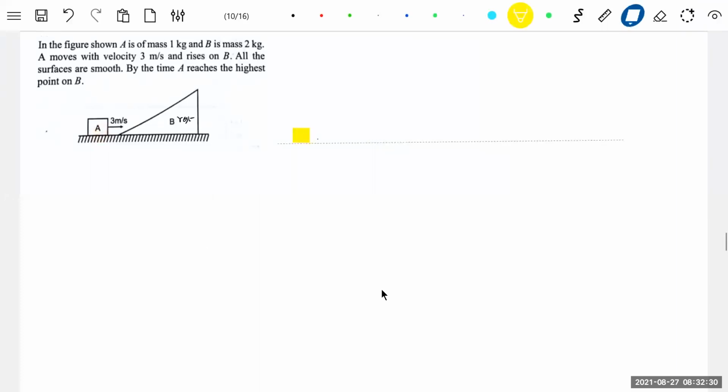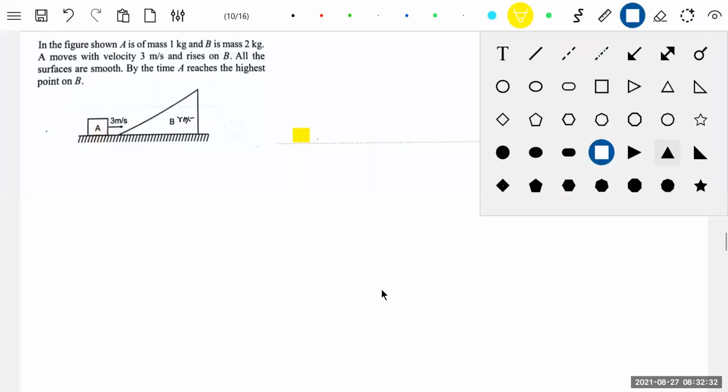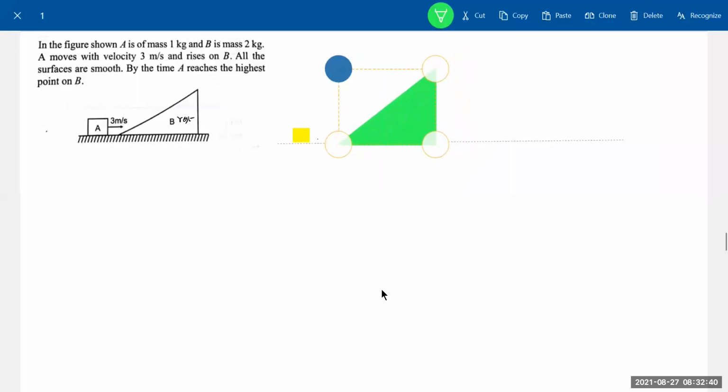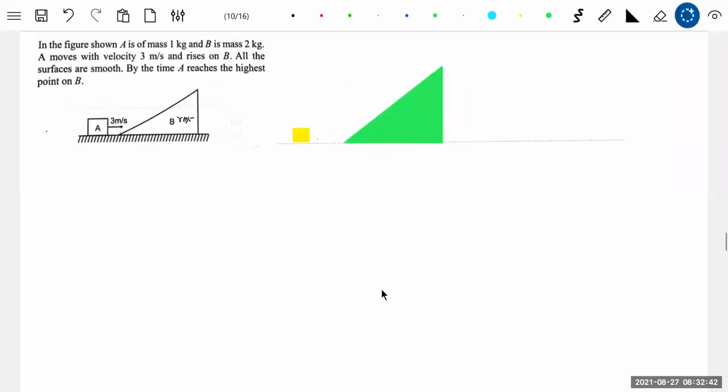Okay, there's a particle, or there's a block, like this, with a wedge. I have to carefully analyze the system. So the block will climb up. Initially, what is the state of this? This is at rest. All the surfaces are smooth, it's telling.